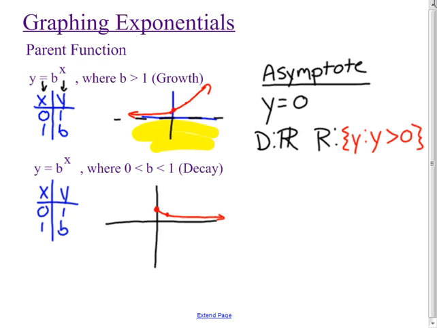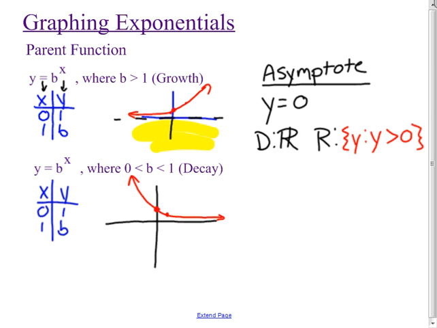Same process as before. No matter what value I put in for x, my outcome value, my y value, is never going to be 0 or negative. It can never be 0 or negative. My x's can be. My domain are my x's. I can put anything I want in for x. My range, however, cannot go below.